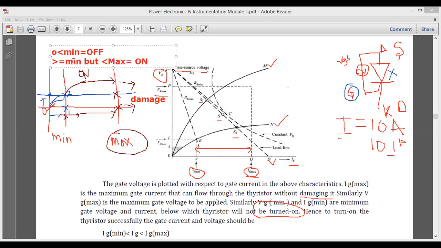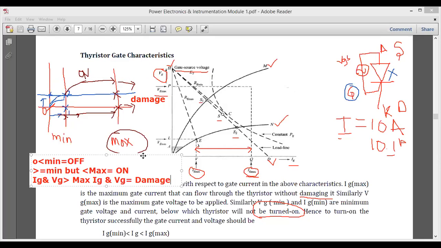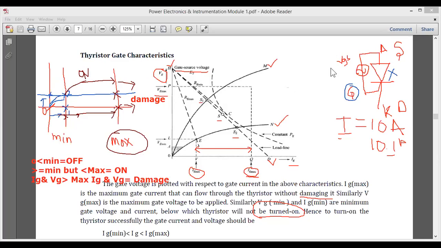The third condition is if the gate current IG and the gate voltage are greater than the maximum gate current and maximum gate voltage, then what will happen? It will damage the SCR. So these are the conditions. These conditions are very important.